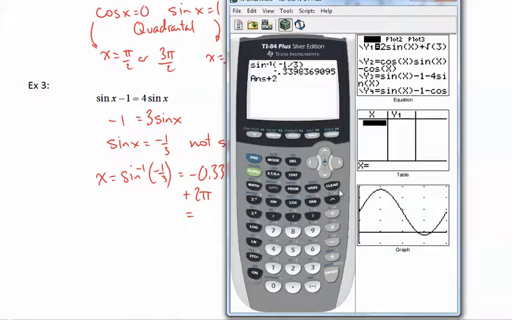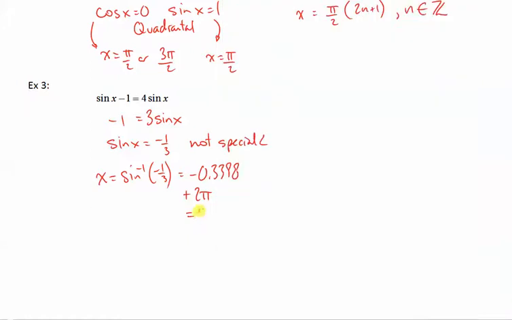Remember, conditional answers are 0 to 2 pi typically. So I want to write 5.943. So that's what I'm going to work with, 5.943 radians, and I'm going to get some strange decimal radian values when I don't know the ratios. Now, the other angle is going to be in quadrant 3.